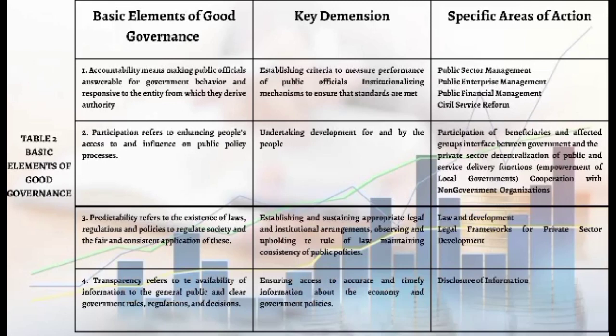3. Predictability refers to the existence of laws, regulations, and policies to regulate society and the fair and consistent application of these. Its key dimension is establishing and sustaining appropriate legal and institutional arrangements, observing and upholding the rule of law, and maintaining consistency of public policies. Its specific areas of action are law development and a legal framework for private sector development. Lastly, transparency refers to the availability of information to the general public and clear government rules, regulations, and decisions. Its key dimension is ensuring access to accurate and timely information about the economy and government policies. Its specific area of action is disclosure of information.